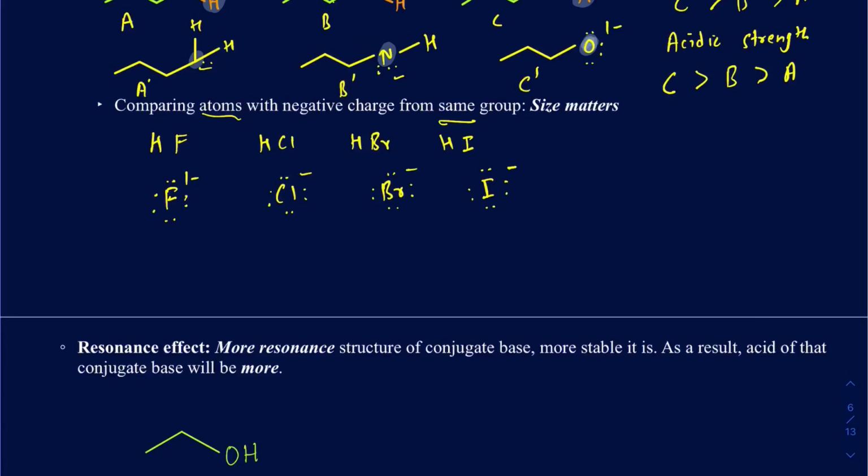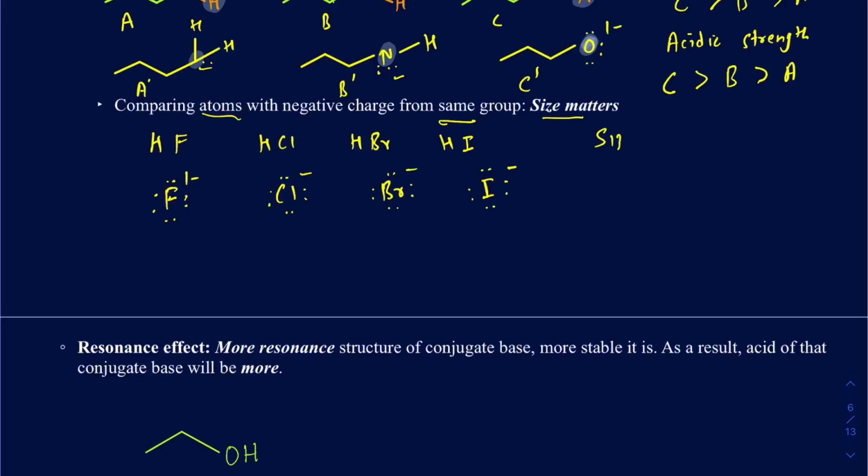We know the conjugate bases here are all different elements. The next question to ask yourself is whether those elements come from the same group or the same period. Fluorine, chlorine, bromine, and iodine are in the same group. As a result, size is going to matter. Whichever is bigger in size will handle the negative charge better than the ion that is smaller in size.